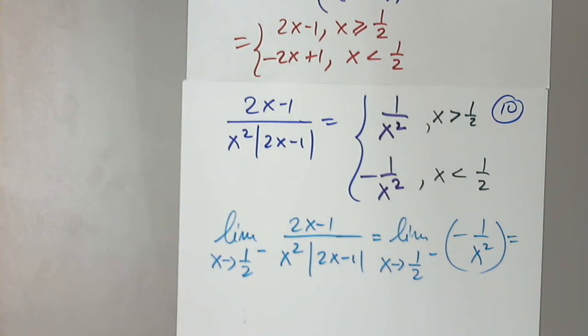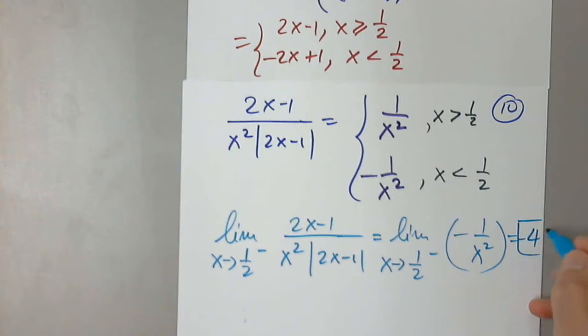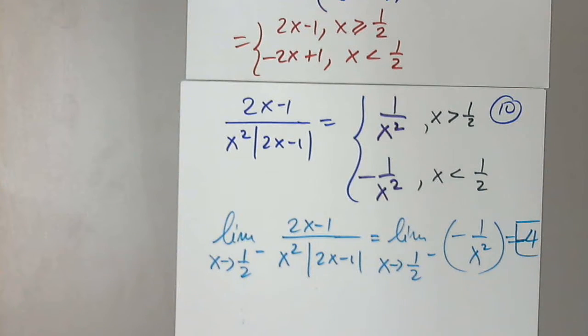Yes. When x approaches 1/2, this is 1 over 4. I flip and I get negative. Very good. That's it. So the answer is negative 4. Very good. Any questions here?